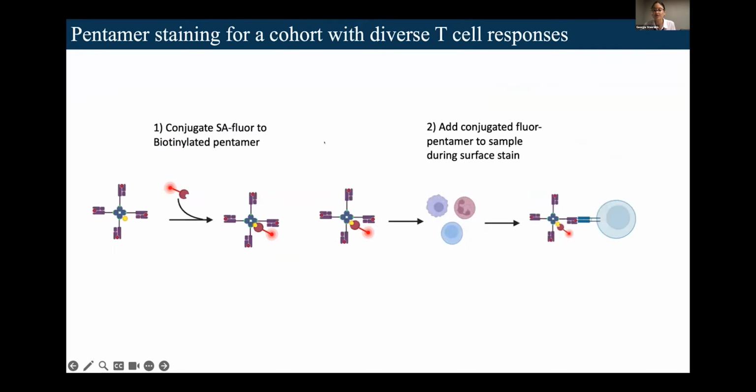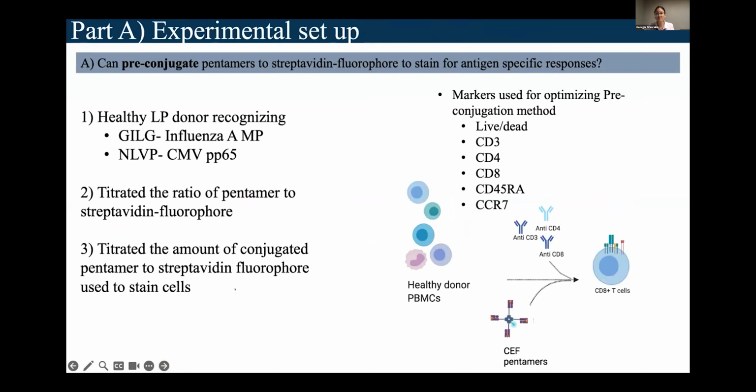So this is what I mean when I'm referring to pre-conjugation. We titrated 2 different aspects of this. So first we titrated how much streptavidin-fluor to add to our biotinylated pentamer to do the pre-conjugation, and then we titrated the volume of that pre-conjugated pentamer fluorophore to add to our PBMCs to pull out our antigen-specific CD8 positive T cells. And we did a lot of this optimization just using healthy donors to start with, just to see if it would work.